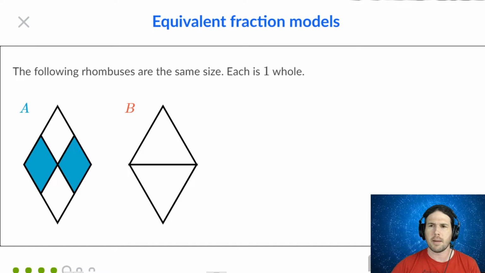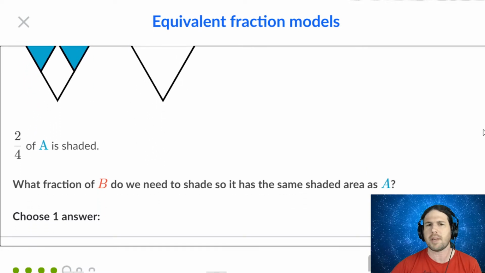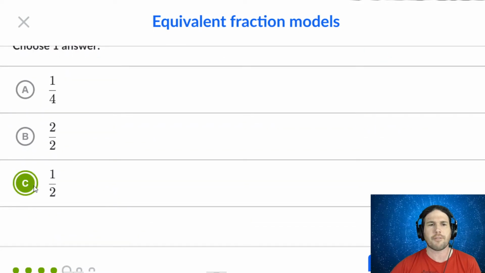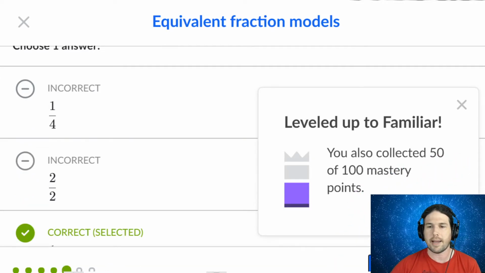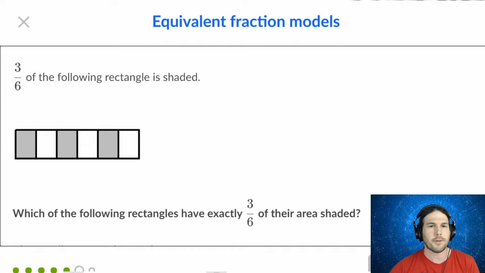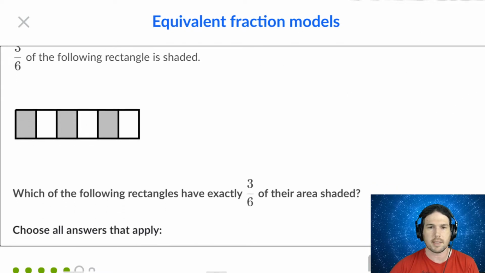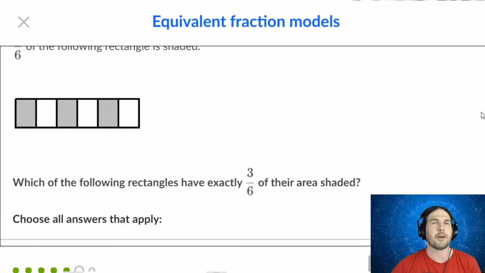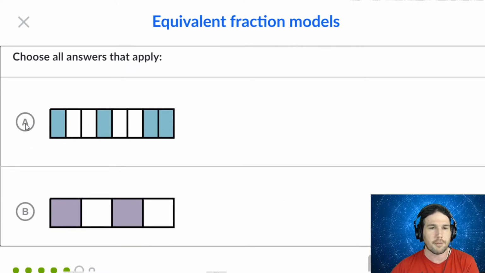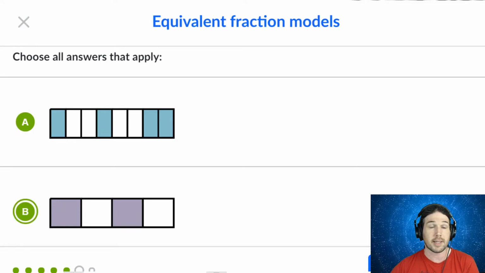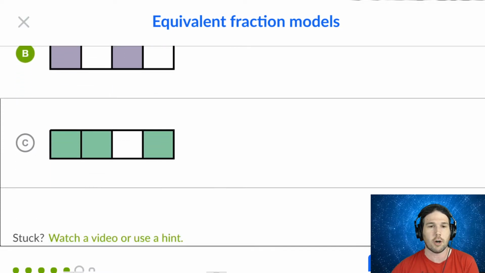Half is a weird word because it doesn't reference the number in any way. I wonder where the word half comes from. I haven't looked that up. 3/6 of the following rectangle is shaded. Most words in math have very, you know, clear meanings, but not all of them, and some of them are kind of weird. 3 out of 6 is also 4 out of 8 and 2 out of 4. It says choose all answers that apply, so I'm going to check all of them. That looks like 3/4, so that's not correct.